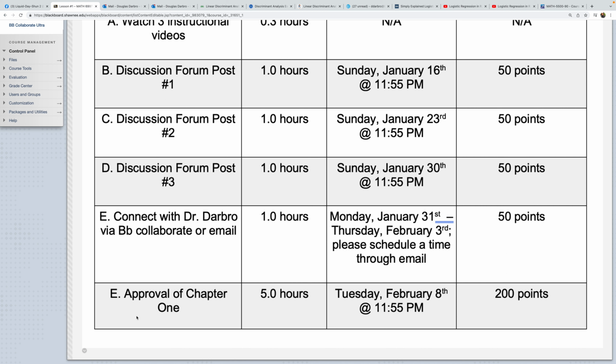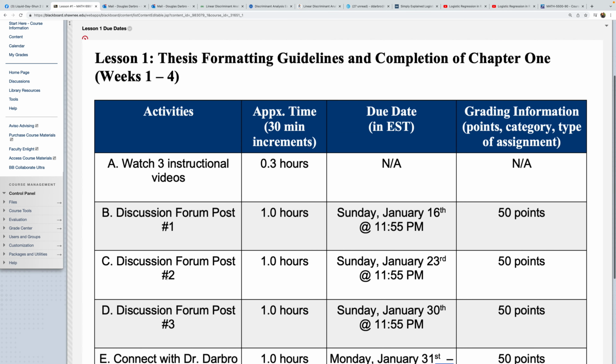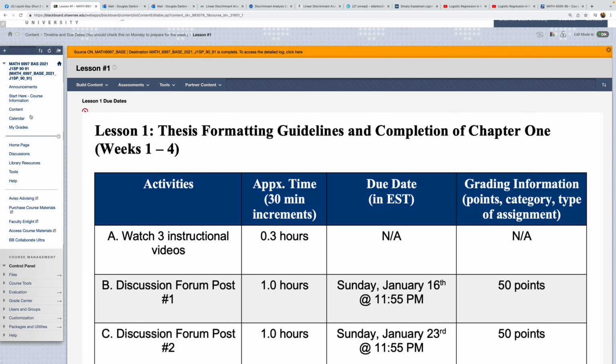Move on to chapter two. So I need a little bit of, daggone it, my timer just went off. So I'm not going to be able to get this in 5 minutes. So those are a few things I want to point out in lesson one.